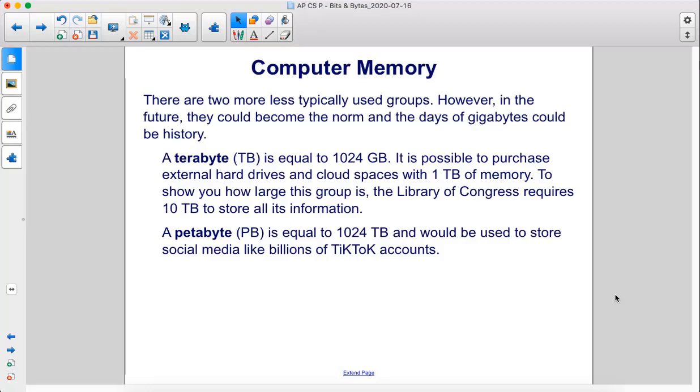A terabyte, or TB, is equal to 1024 gigabytes. It is possible to purchase external hard drives and cloud spaces with 1 terabyte of memory. To show you how large this group is, the Library of Congress requires 10 terabytes to store all its information. A petabyte, or PB, is equal to 1024 terabytes and would be used to store social media, like billions of TikTok accounts.